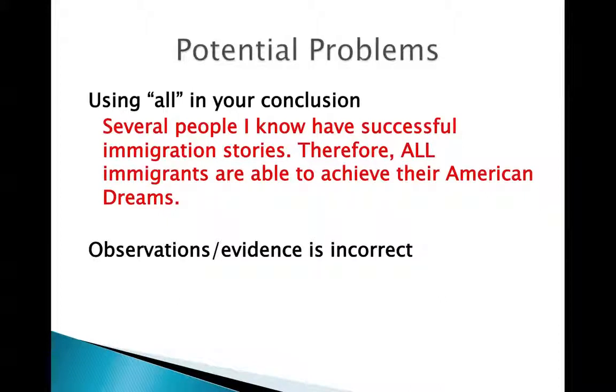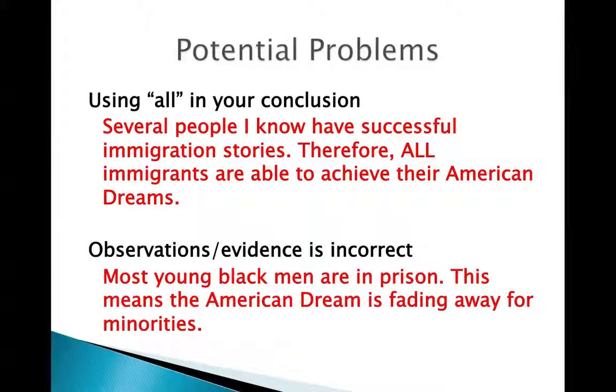Observations or evidence is incorrect. Okay, most young black men are in prison. This means the American dream is fading away for minorities. In fact, most young black men are actually not in prison. It's still a minority of black men. It's still a disturbingly high amount of black men, but it's not most young black men. Okay, so that's incorrect. It debunks your argument and actually makes you look less credible.